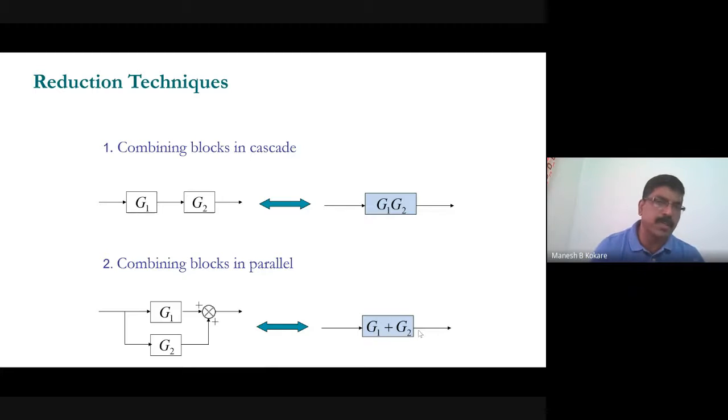So we have studied basically two rules here. One is combining: if two blocks are connected in series, then the overall transfer function will be equal to the product of the individual transfer functions. And if two or more blocks are connected in parallel, then the overall transfer function will be the algebraic summation of the individual transfer functions. So these are the two rules.